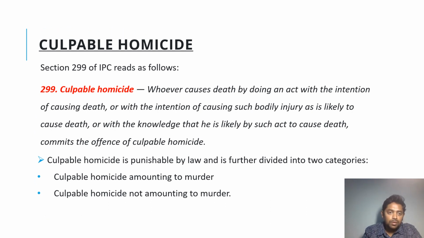Coming to culpable homicide, Section 299 of the IPC reads as follows: whoever causes death by doing an act with the intention of causing death, or with the intention of causing such bodily injury as is likely to cause death, or with the knowledge that he is likely by such act to cause death, commits the offence of culpable homicide. Culpable homicide is punishable by law and is further divided into two categories: culpable homicide amounting to murder, and culpable homicide not amounting to murder.